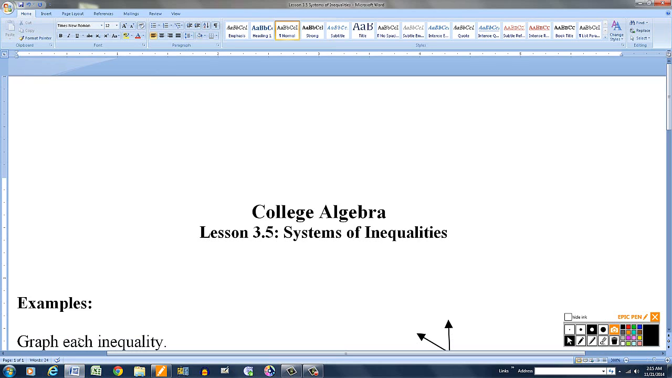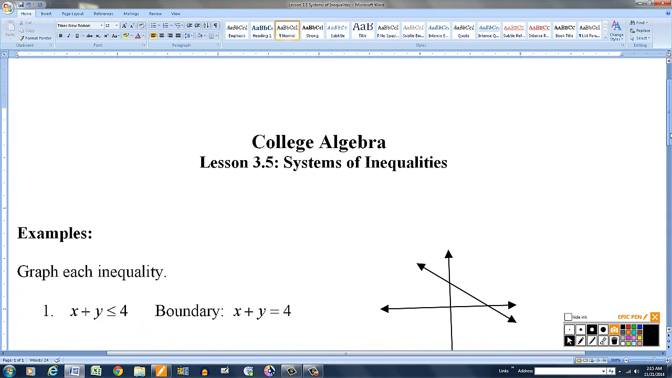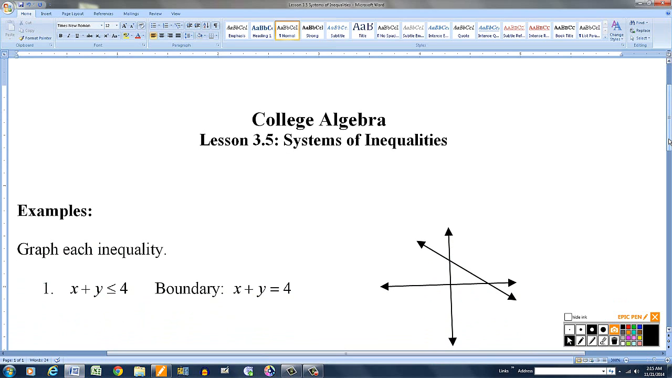Okay, in this video we're going to look at systems of inequalities. And we're first going to look at the case where you have one inequality. So let's suppose we want to look at the graph of x plus y less than or equal to 4.